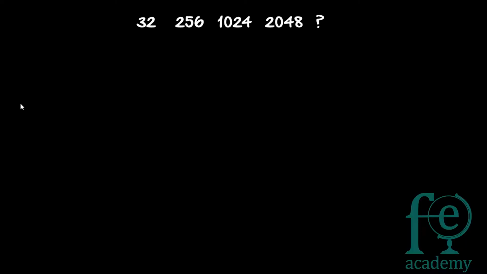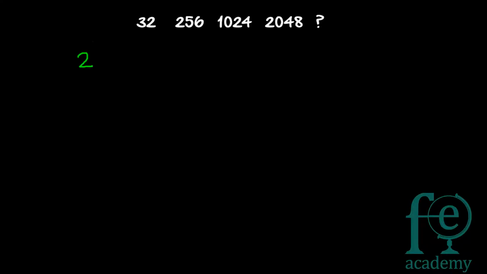So today's question is to solve the number series. The number series is 32, 256, 1024, 2048. You are asked to find the next number. From these numbers itself, you can understand that they all are powers of 2. If you see carefully, you can understand it. All of the given numbers are powers of 2.